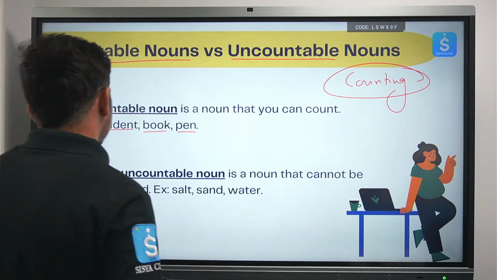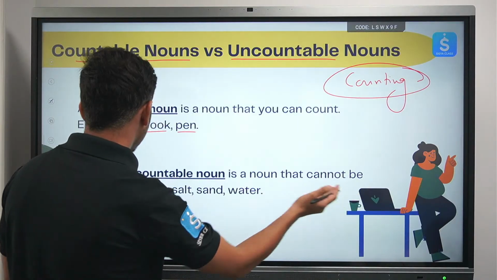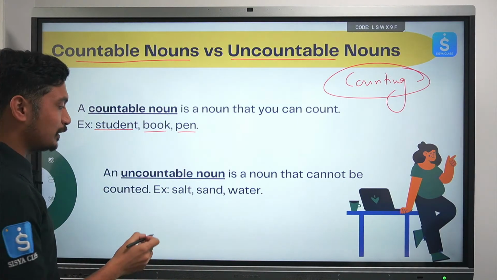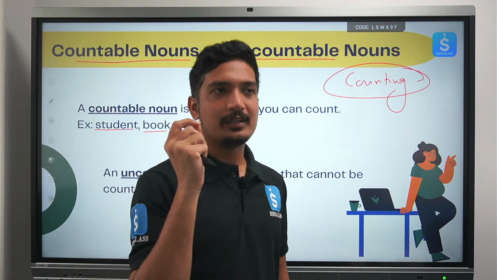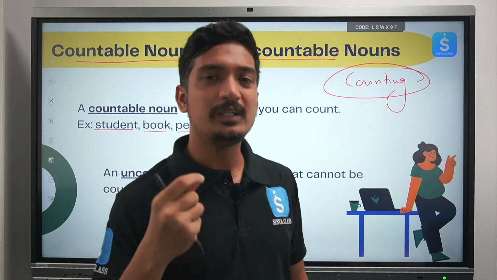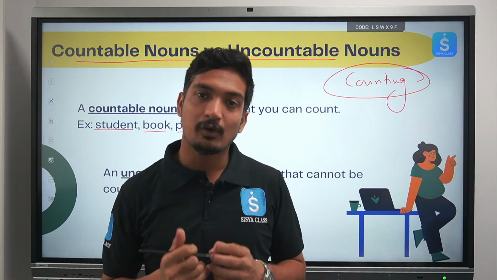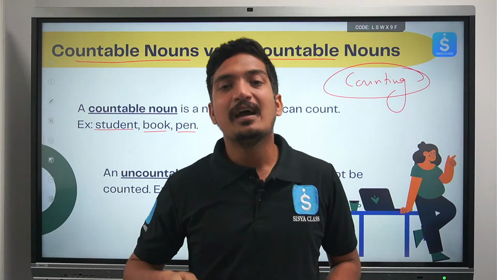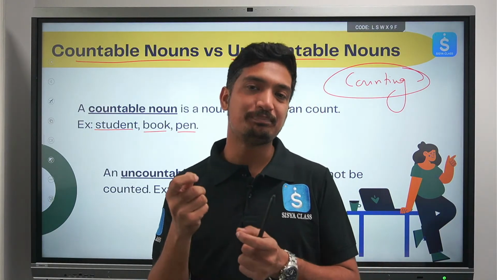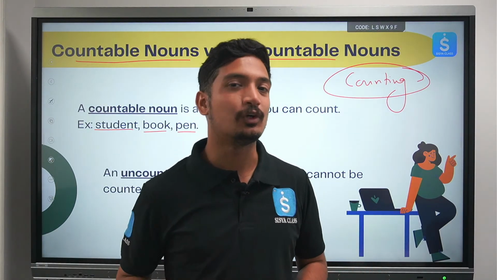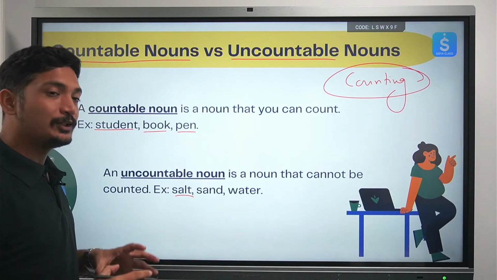Okay, then the next thing is the uncountable noun, which is a noun that cannot be counted. For example, salt. You cannot count the number of salt grains that you have. Rather, what you will do is quantify it. You will quantify its volume by saying 10 grams, 20 grams, but you're not counting how many pieces or how many grains of salt you want, right? And therefore that will become uncountable nouns, things that you cannot count.